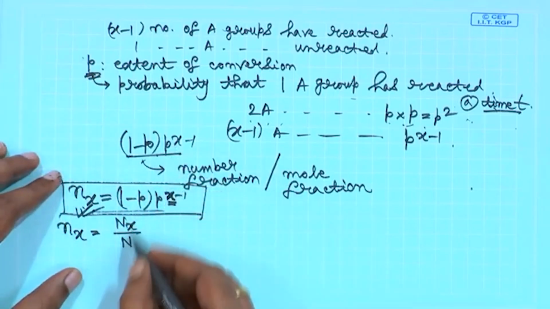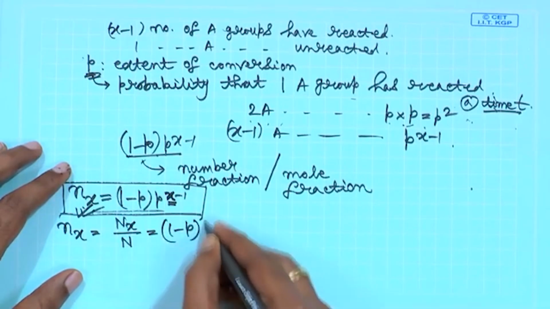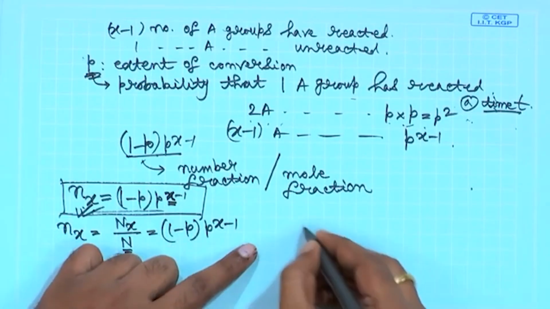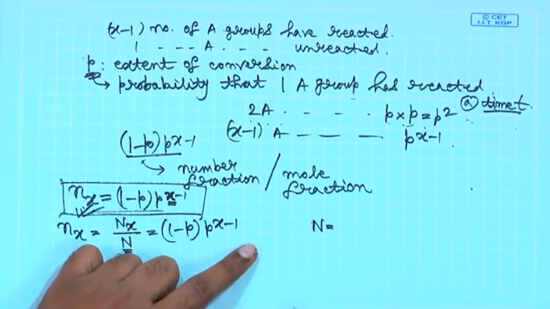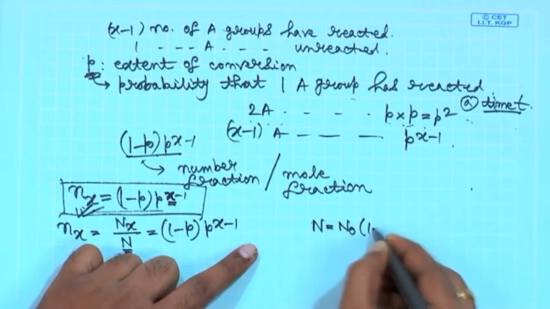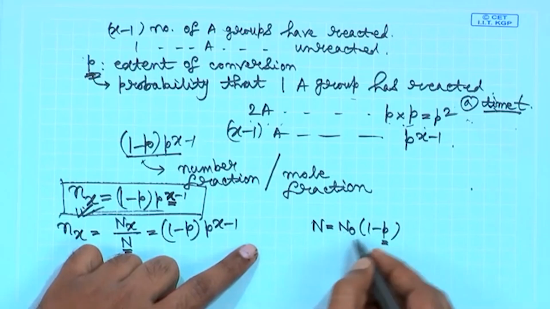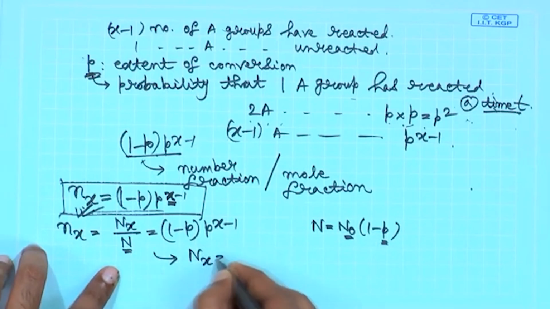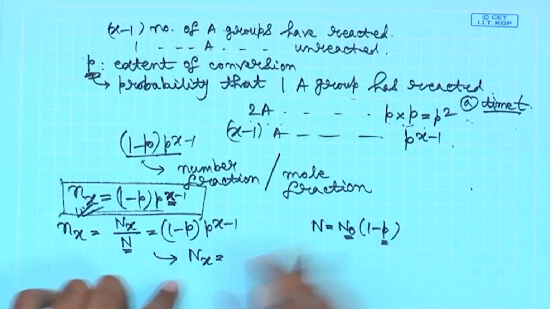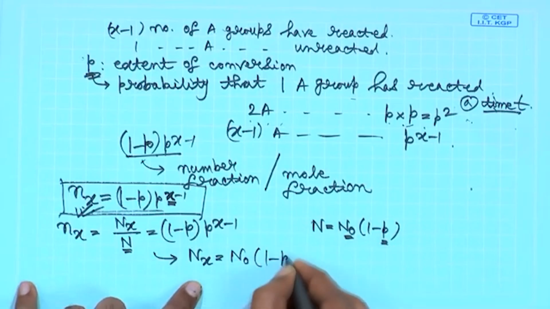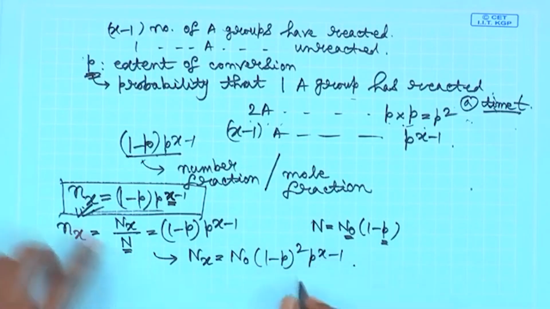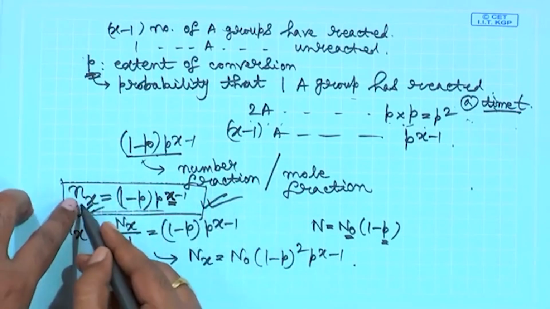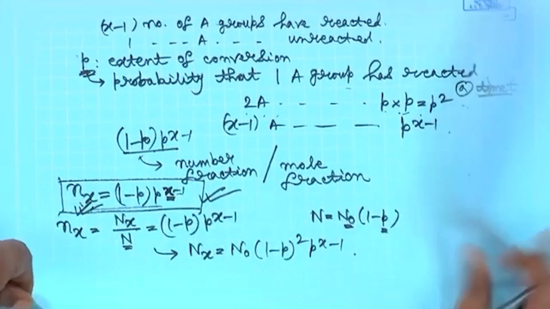So, that is equal to (1 minus p) into p to the power x minus 1. Now, what is capital N? We know the value of capital N is nothing but n0 into (1 minus p), where p is the extent of conversion, n0 is the total number of molecules to start with. So, if you put those values here, then your n_x is nothing but n0 into (1 minus p) square into p to the power x minus 1. So, this is the main expression. So, this is the number fraction distribution. This equation gives you number fraction distribution as a function of your degree of polymerization.